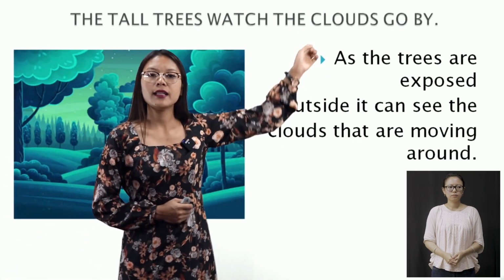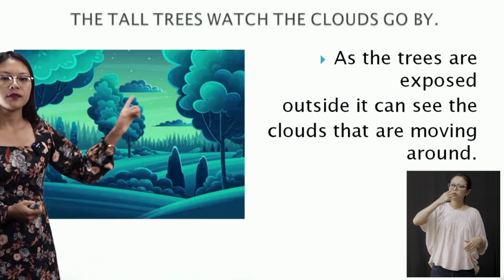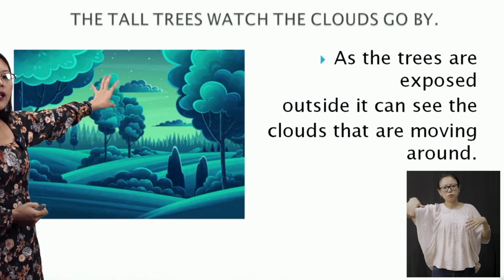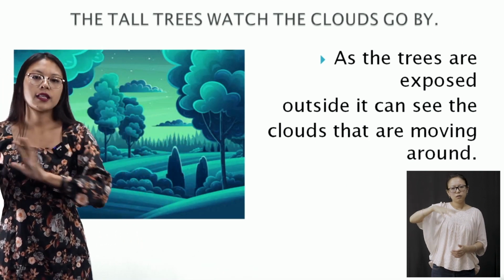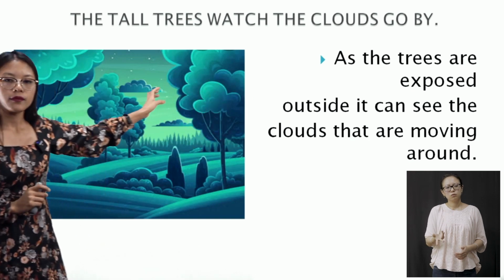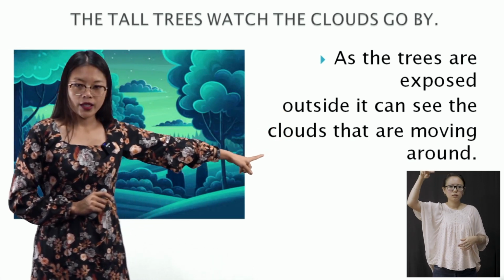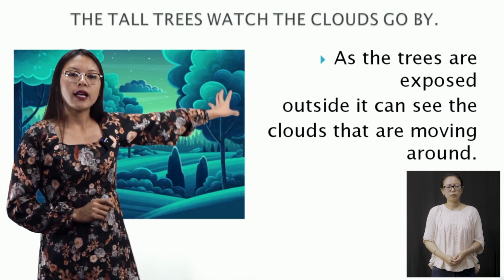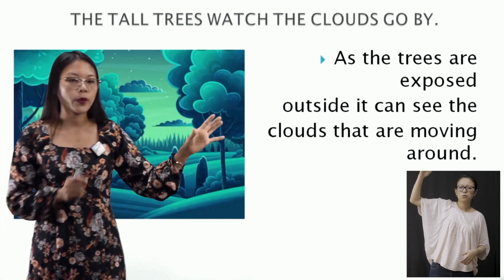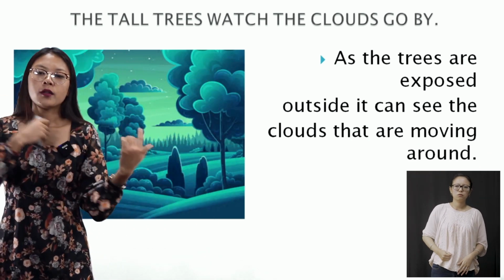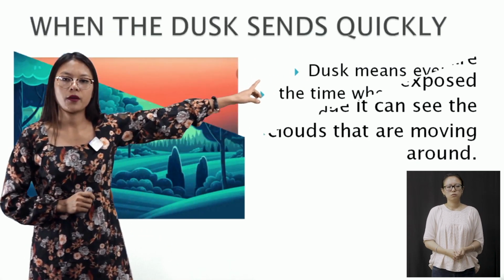Now, the next line, the tall trees watch the clouds go by. That means, as the tall trees' heads are exposed outside, they can see the clouds that are moving around. The clouds don't stop in one place, right? They keep moving from one place to another. So the tall trees watch them moving around, okay?